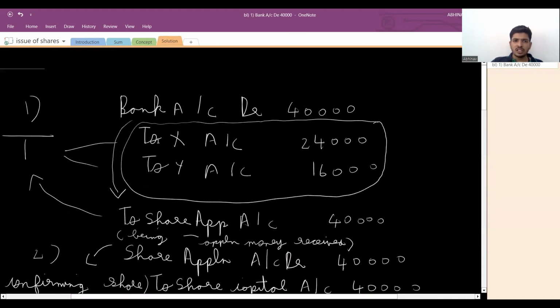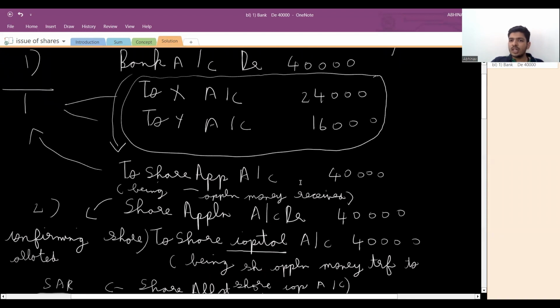Summary of the transactions. First, X and Y are the two people who are applying. If X and Y are applying, you have to show that they are serious, so they directly give the application money. First, the company receives application money directly from them. Since they don't even know X and Y exist, they put a share application. The application names of X and Y are merged together and the total is written in a share application account.